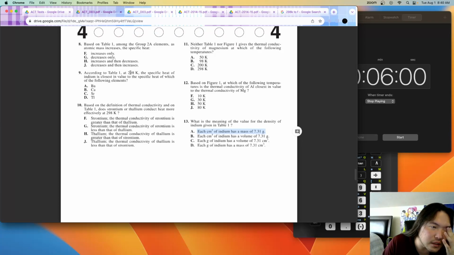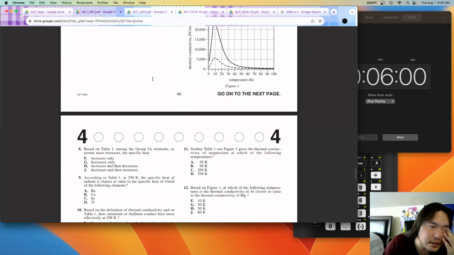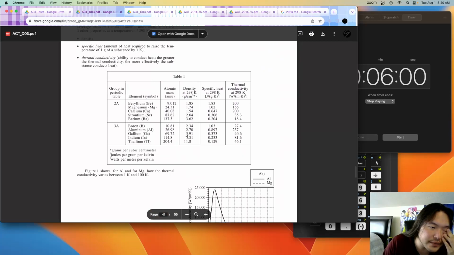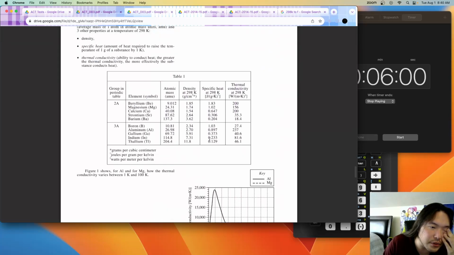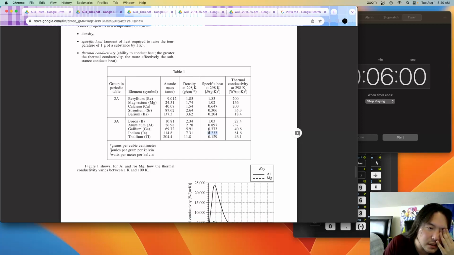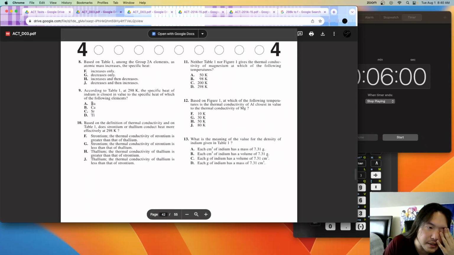Okay, so we're looking for indium, table 1, specific heat. Indium's specific heat is 0.223, and they're saying one of these 4 is going to be super close. It's probably barium, right? Barium looks pretty close, but none of the other ones are even close. It has to be barium.